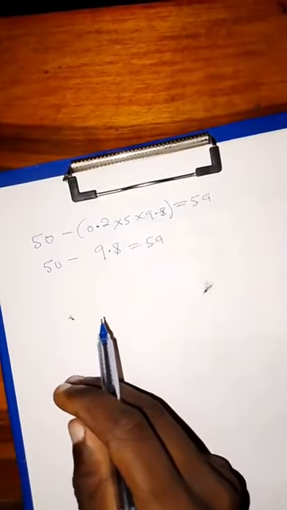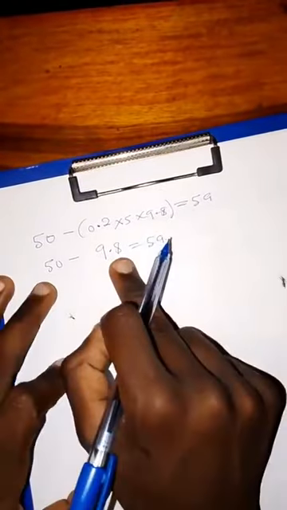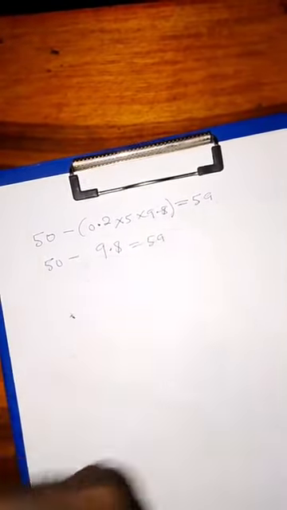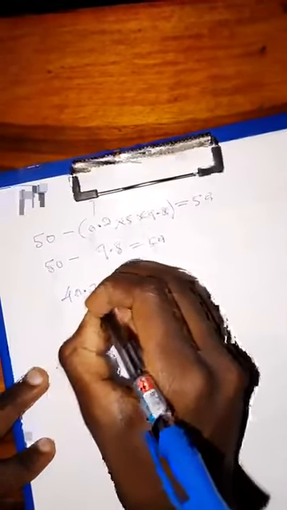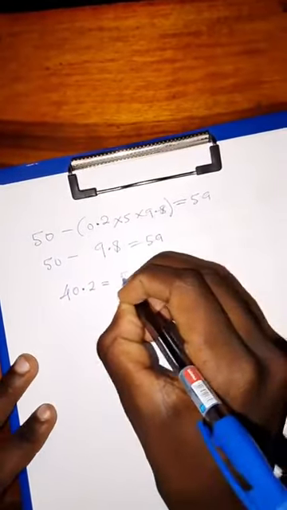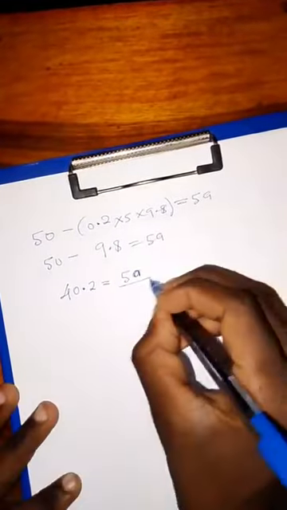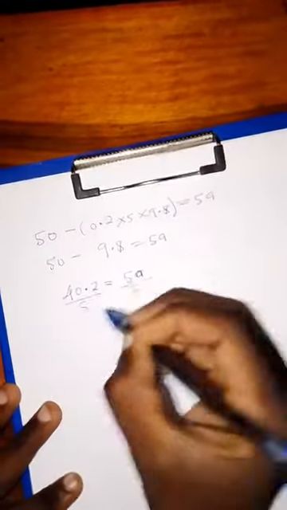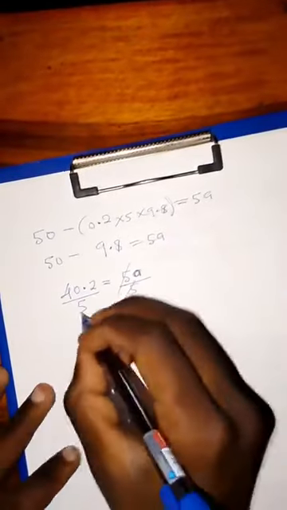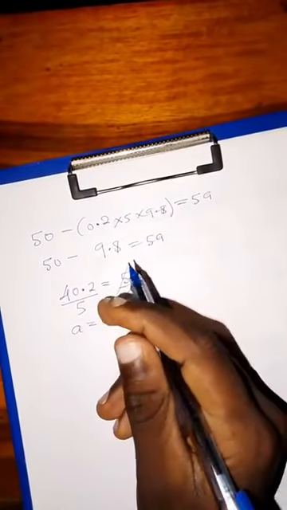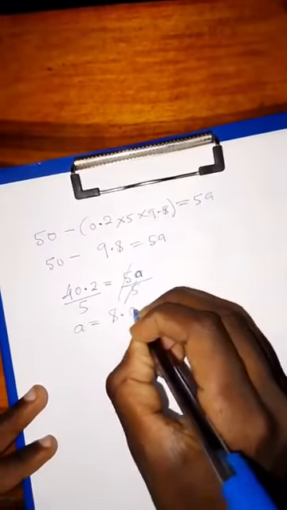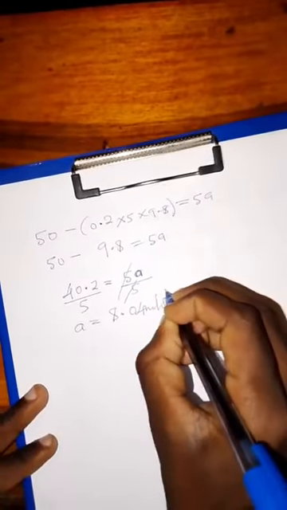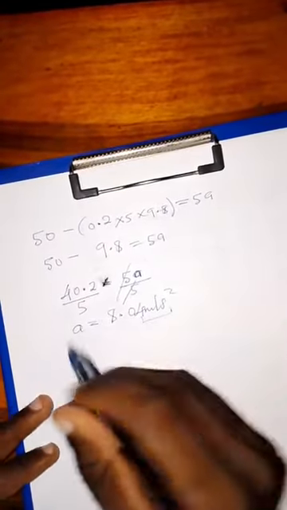So 50 minus 9.8 should give you 40.2. 40.2 should be equal to 5a. Actually, this is what I call the magic of numbers. So the acceleration will be equal to 40.2 divided by 5, which should give you 8.04 meters per second squared. That's the unit for acceleration.